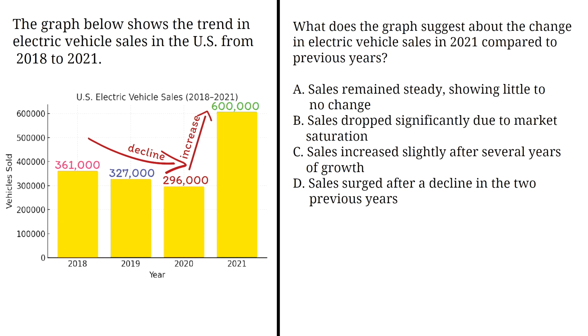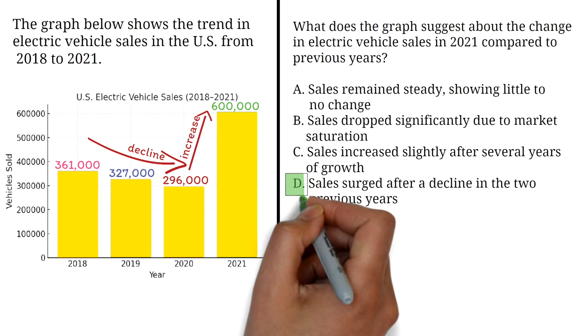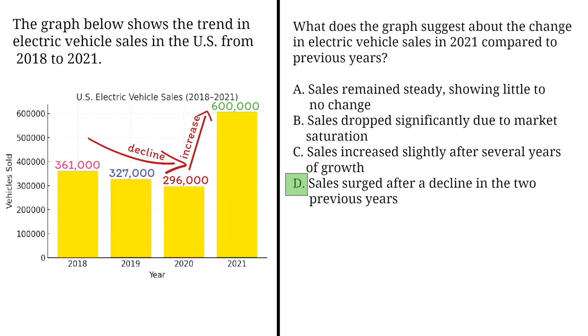So when we look through our answer options, the correct answer is therefore option D: sales surged after a decline in the 2 previous years.